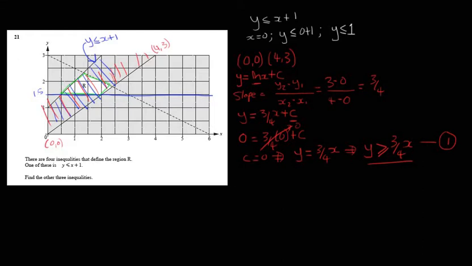Now let's look for the second equation. We take this line, the dotted line. The dotted line means it is going to be either less than or greater than. It won't be equal to, because it's a dotted line, and we know that the shading is going to be down. So it's going to be less than. Whatever equation you get, the y value has to be less than whatever equation it is.